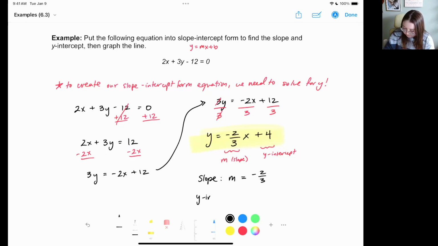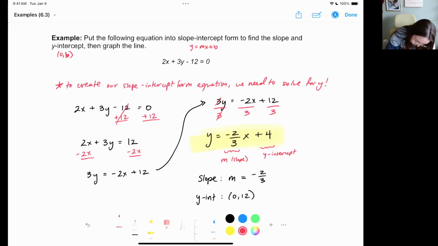And our y-intercept is going to be the value of b, or that number that you are adding or subtracting at the end. But remember, it's our y-intercept. Your y-intercept is always of the form (0, b). So when we write our y-intercept, it will be (0, 12). The y-intercept is a point, so you don't want to forget that.